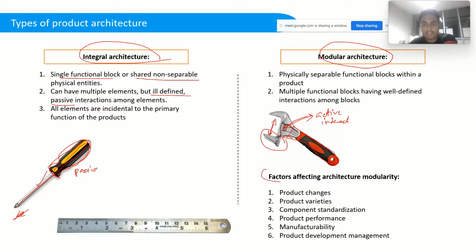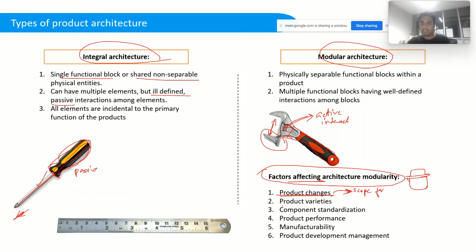Now there are a few factors that you need to consider while designing modular architecture, the factors that affect a modular architecture. One is product changes. That means you need to provide scope for product changes. Basically, you are trying to provide future scope for making certain changes. For example, a component inside your product may get spoiled or damaged. In that case, it should be easy to change that particular feature or function.